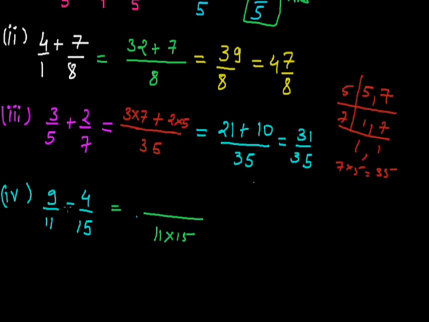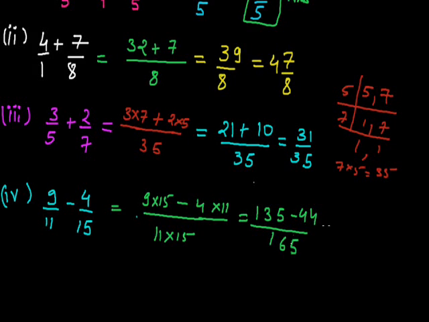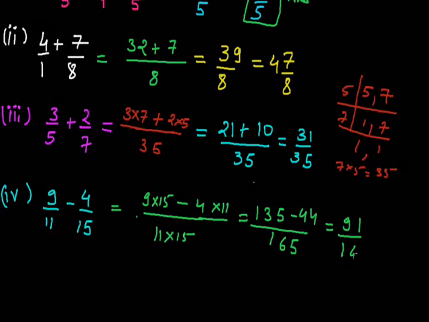Now to make the denominator a multiple of 11 into 15, we have to multiply 9 by 15, since it is not having 15 in the denominator. Then we have the minus sign, so we have to multiply 4 by 11 since it is not having 11 in the denominator. So it will be equal to 135 minus 44 upon 165, which will be equal to 91 upon 165.